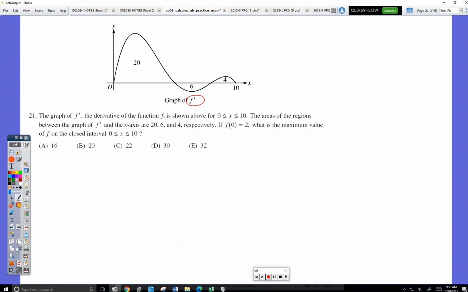Sorry, I keep using the wrong color. Do that on the roof again, tradition. Good with that? Okay, there's f prime.